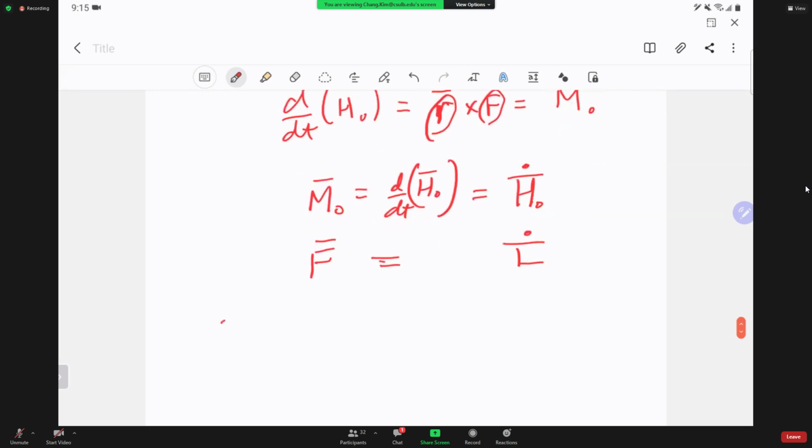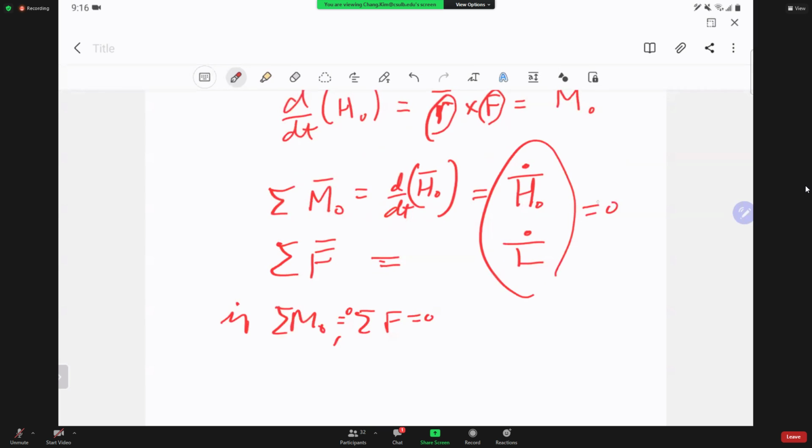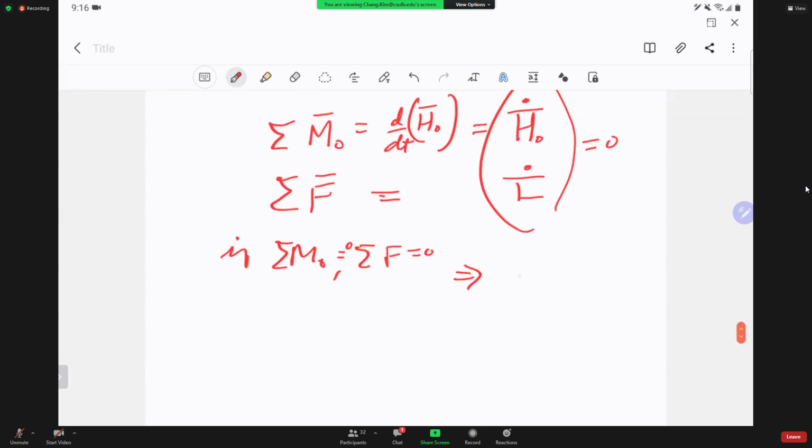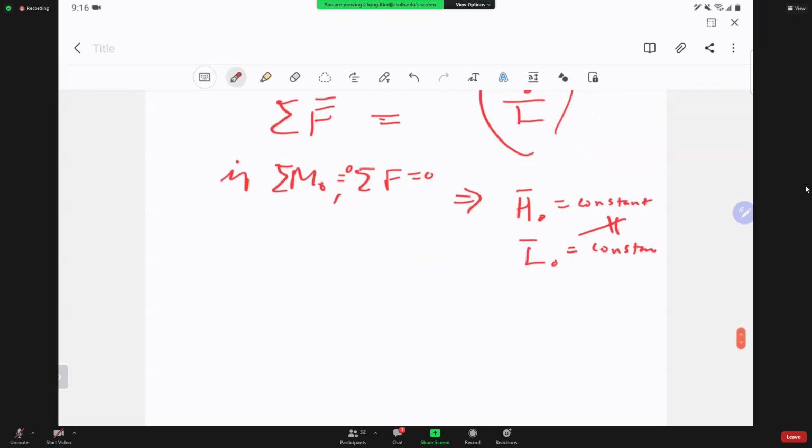Okay? If the net force and the moment are equal to 0, then this guy will become 0. That means the time derivative is zero, so the angular momentum should be constant. If the force is 0, your linear momentum should be constant. They may not be equal, but have different values, each being constant.